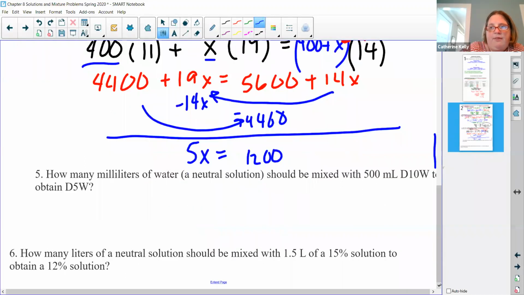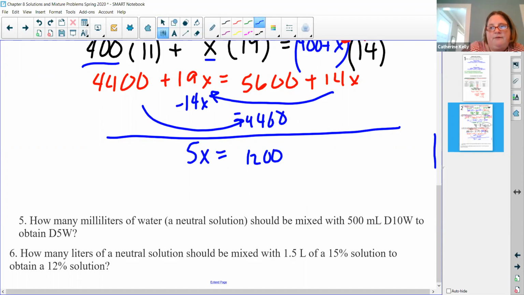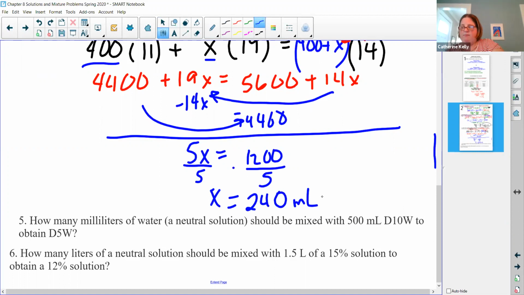And then when I do the math on that, I divide by 5. Divided by 5, and you get 240. So X equals 240. And since we were talking about volume, and the volume was in milliliters, this also is going to be in milliliters.